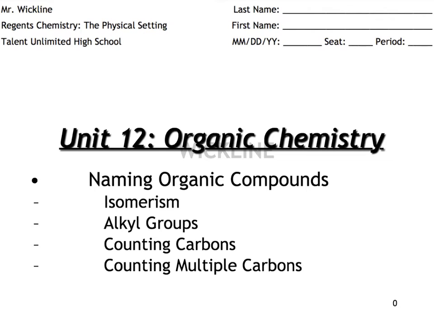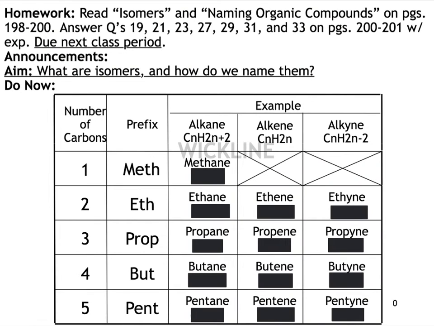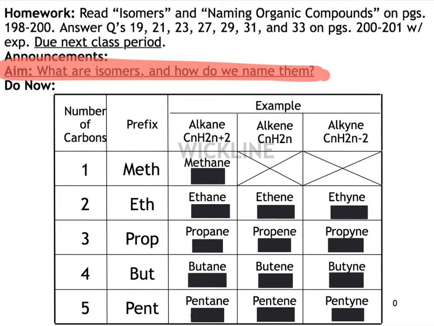Hello all, in this lesson we're going to be studying how to name organic compounds, and this is going to bring up some very new ideas for us, including isomerism, alkyl groups, counting carbons, and counting multiple carbons. So this is the bookwork that we'll do with the class. Its number is 19, 21, 23, 27, 29, 31, and 33 on pages 200 to 201. And the aim today is: what are isomers and how do we name them?